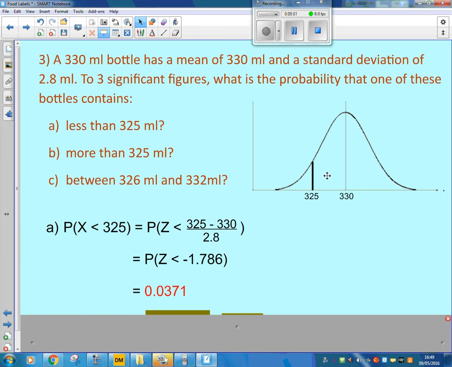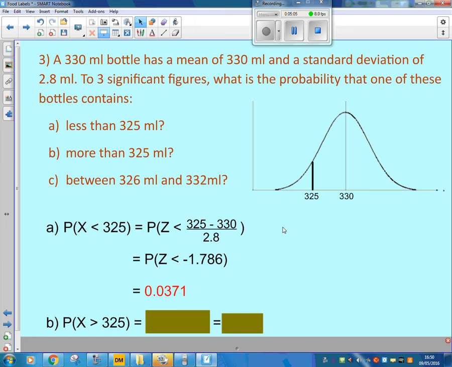Now, if I want to do it for more than 325, I could do the same process again, but instead of doing the P, press the R. But there's a quick way. These two values here, that area and that area, in a normal distribution, they add up to 1. So the probability of being less than 325 is this.